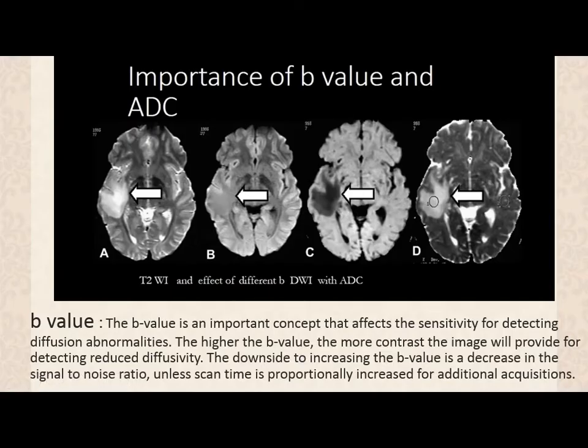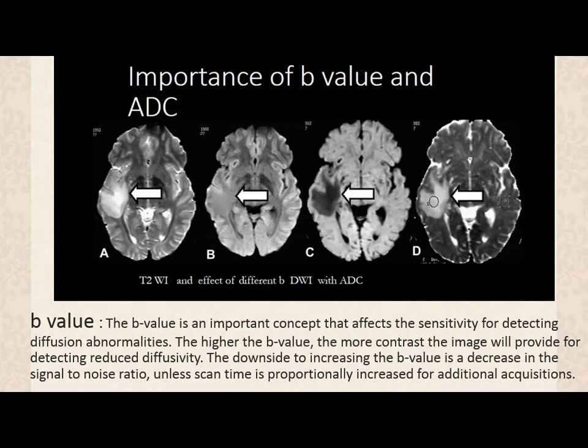When we do a diffusion, there is something called the B-value. This part I want you to understand. B-value is the sensitivity for detecting diffusion abnormalities. The higher the B-value, the more contrast the image. It will be more sensitive. So why don't we do the highest B-value possible? Easy. Because it will cause a decrease in the signal to noise ratio.